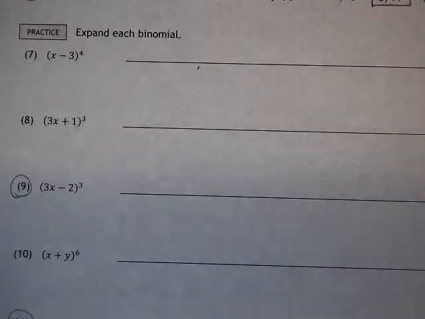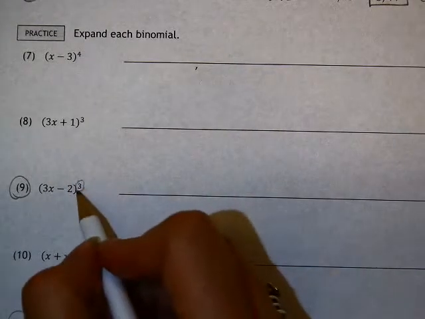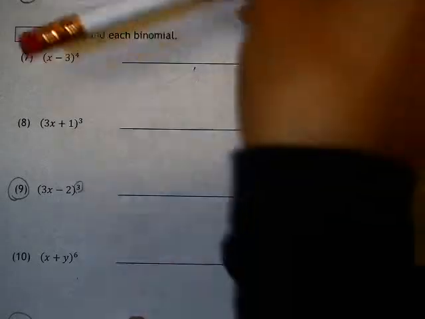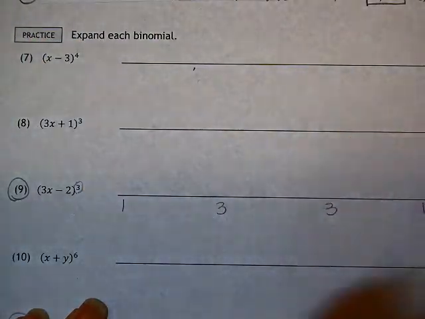All right, so I'm going to show you my little way of keeping myself organized here. This is to the third power, and so I'm definitely wanting to use Pascal's triangle. 1, 3, 3, 1 is the one that I would want to use. So I'm going to write 1 and 3 and 3 and 1.